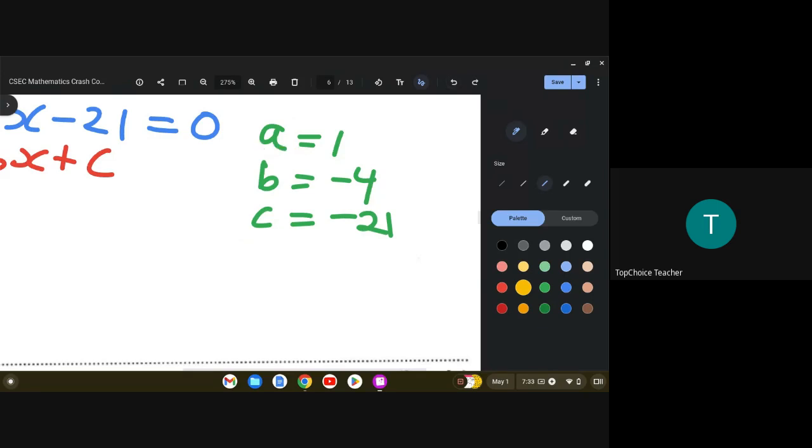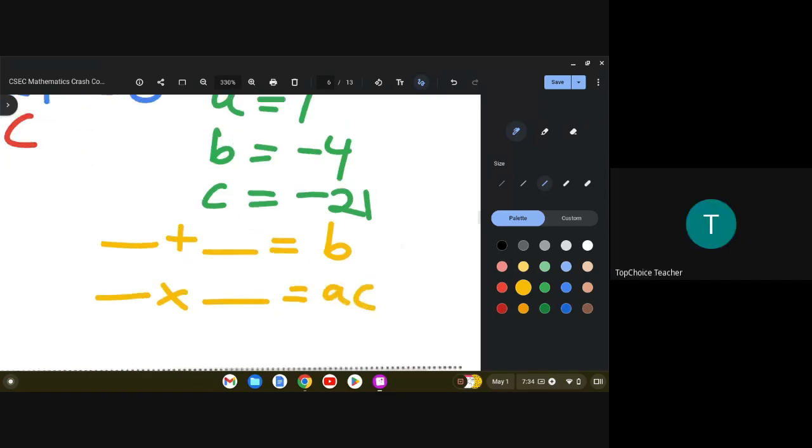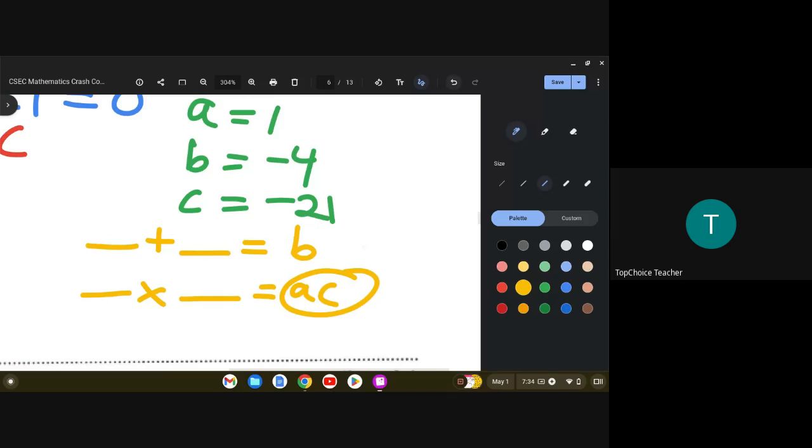So let me start you off. Tell me if the song is familiar now, for those who are accustomed with this. Something plus something is going to be equal to B, and I will show you eventually why. And something multiplied by something is going to be equal to AC. What does AC mean? A multiplied by C.